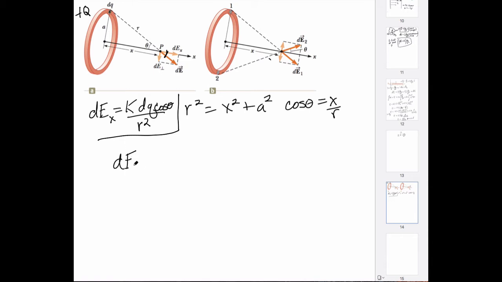So the differential E field dEx equals k times dq, which we're not actually removing this time like we did with the rod. And then, here, let's put that over x squared plus a squared, and then we're going to multiply by x over r. You know what? Yeah, let's leave that there. We're going to need to do something else with this. So I was taking a peek at my notes there. Let's actually extend cosine equals x over r.